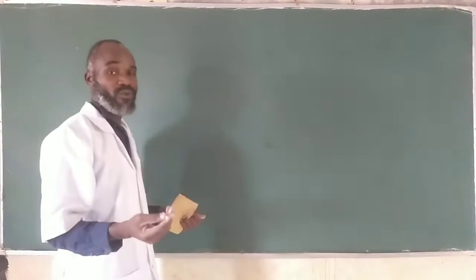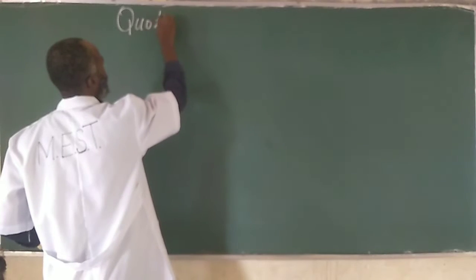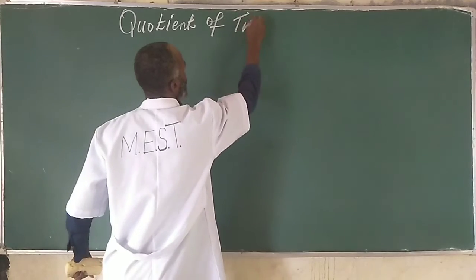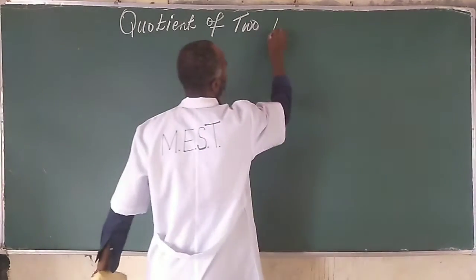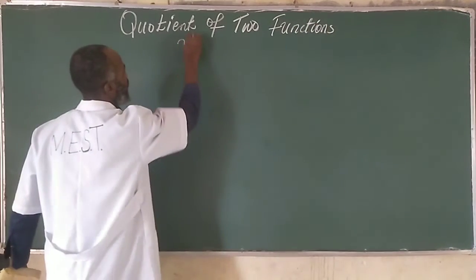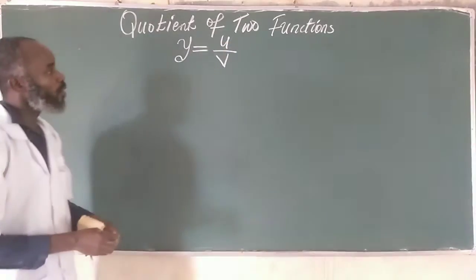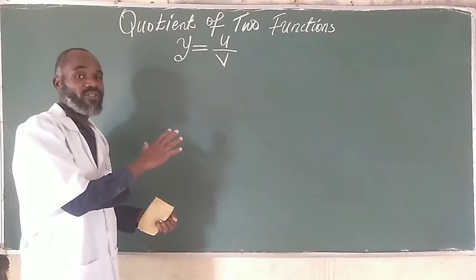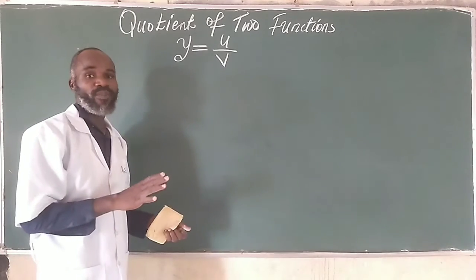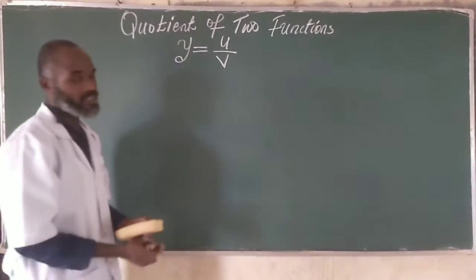Let's derive the quotient rule. In other words, we are looking at the quotient of two functions, and that is given as y is equal to u all over v. What we are going to do is derive the quotient rule that can be applied any time that we are solving functions that need the quotient rule formula. So without wasting time, let's just start.